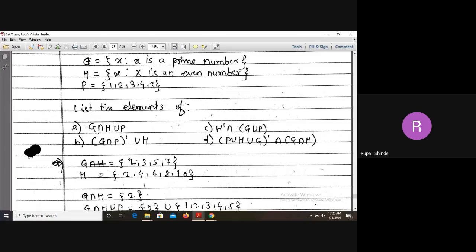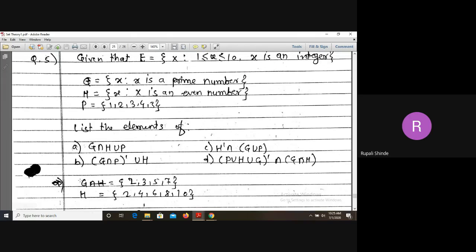So whenever we have to find out the value for G intersection H union P, first of all we have to find the value for G intersection H. Okay. Now can you apply this intersection operation on these two sets G and H? What is the answer? What is the meaning of this intersection operation? The elements that are common between G and H. Now check whether any element is common between G and H.